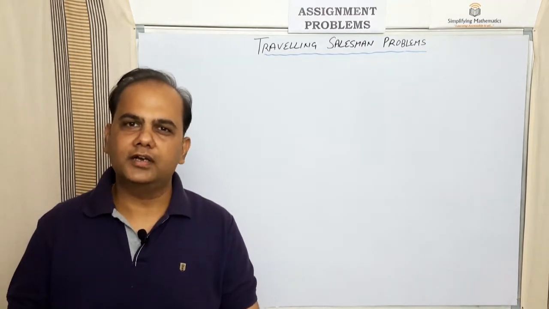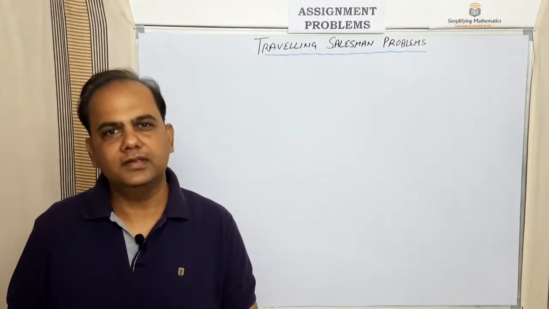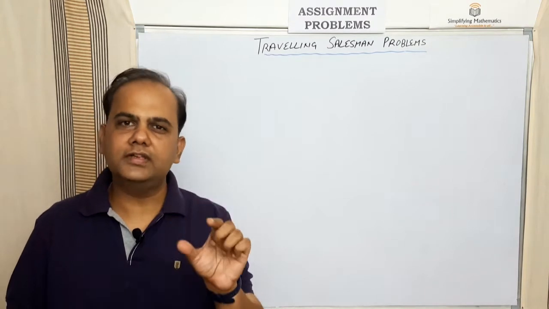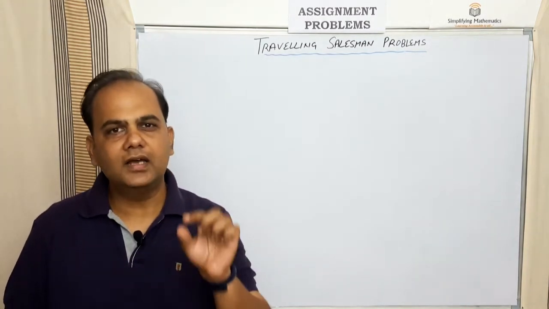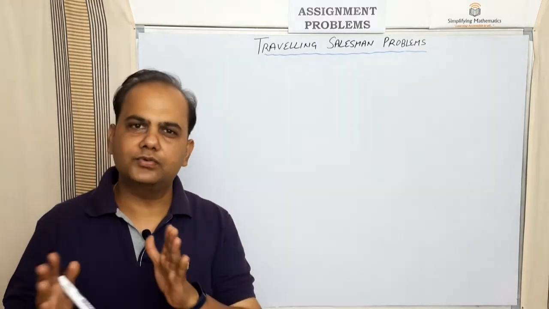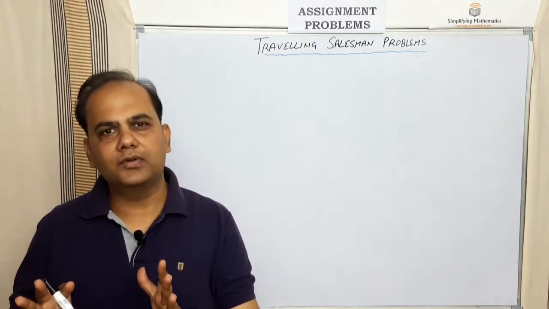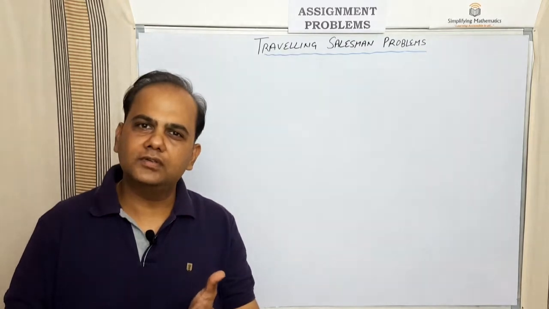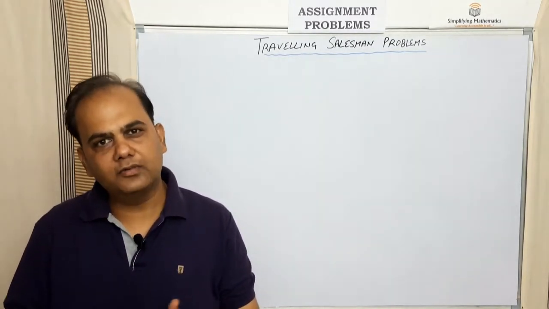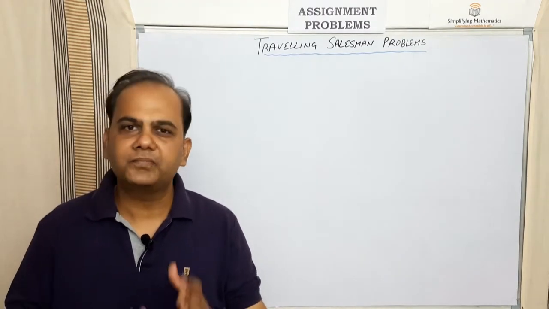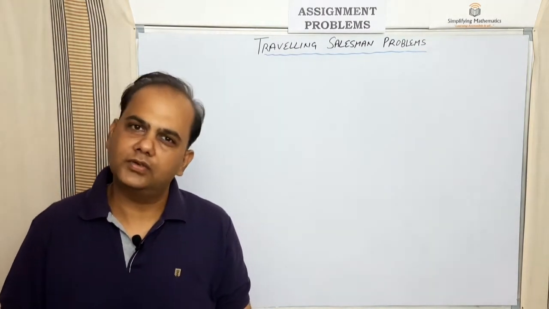Today we are going to start with traveling salesman problems in assignment problems. Now, the traveling salesman problem is a special type of assignment problem in which a particular salesman has to travel between a different number of cities. So what are you given? You are given the distance of traveling between the two cities, the time of traveling between the two cities, or the cost of traveling between the two cities.